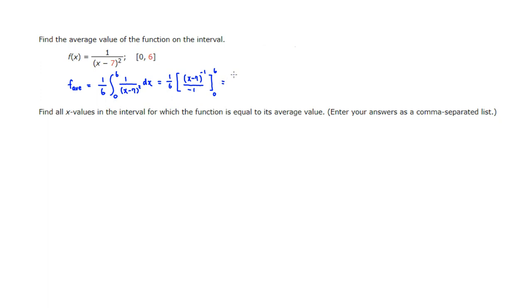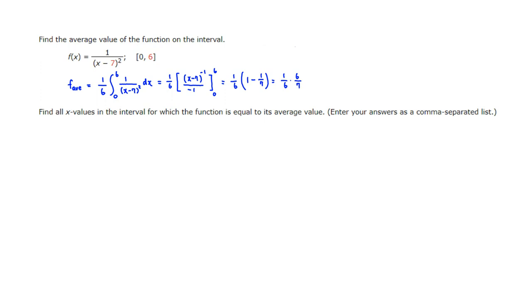So this is going to be equal to 1 over 6, then you plug in. If I put 6 here, 6 minus 7 is negative 1, to the negative 1 is still negative 1, divided by negative 1, so it's going to be positive 1. Minus, if you plug in 0, you have negative 7 to the negative 1 power, so it's negative 1 over 7, and then with the other negative, it's plus 1 over 7. So this is equal to 1 over 6 times 1 minus 1 over 7, which is 6 over 7.